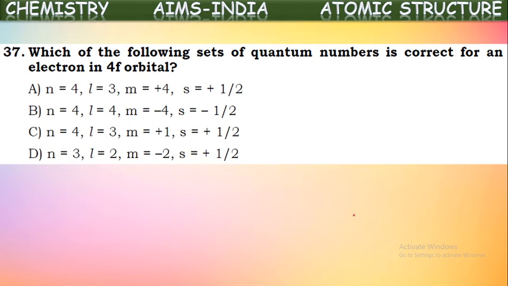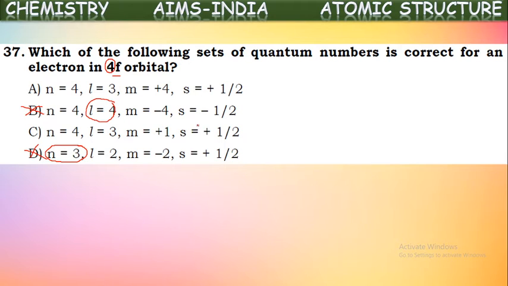Next, which of the following sets of quantum numbers is correct for an electron in 4f orbital? So for the electron in the 4f orbital, what will be the n value? n value should be 4 because it is in the fourth shell. So here n value given 3. So we can eliminate this option. And the l value is based upon the subshell f. If the subshell is f, then what will be l value? l value will be 3 for f subshell. So l value should be 3. We can eliminate this also here because they have shown here 4.